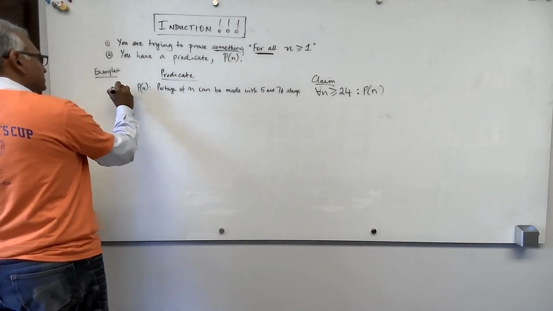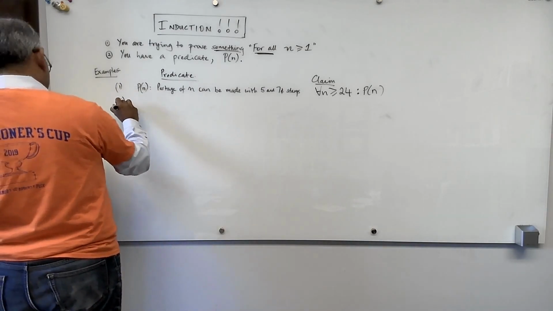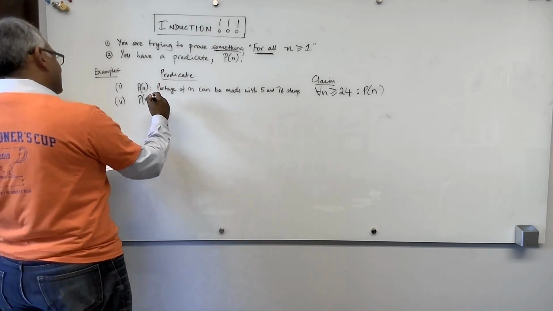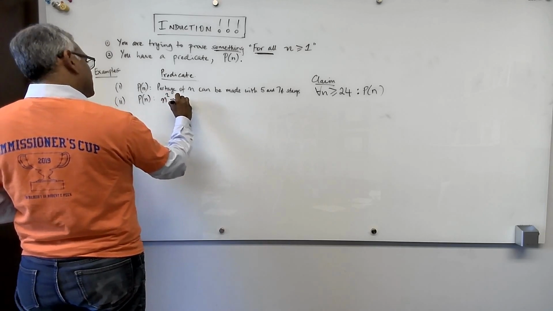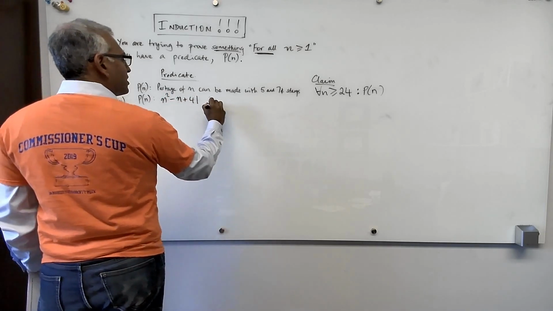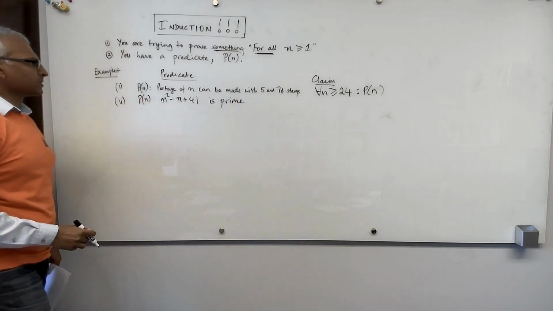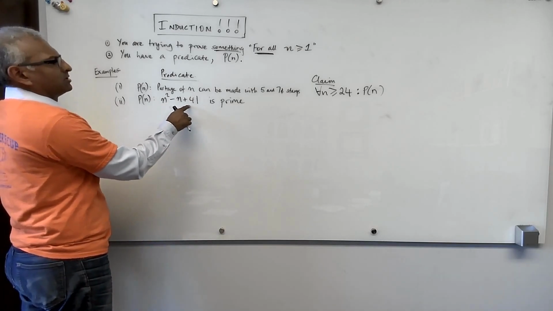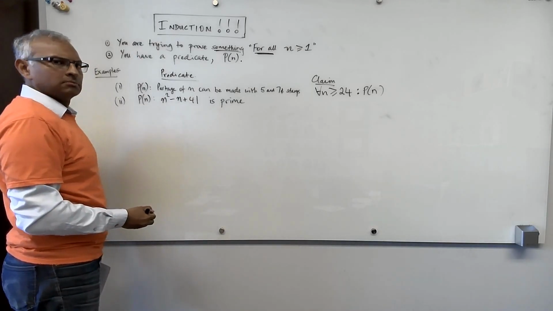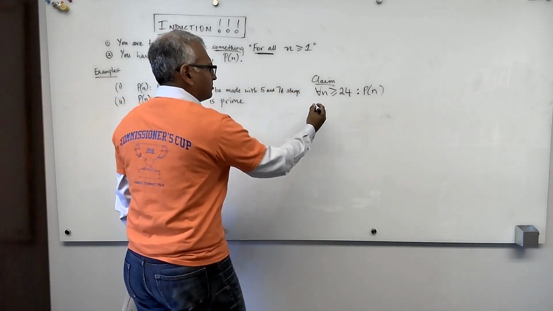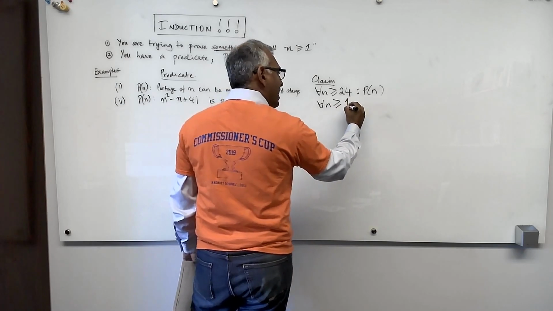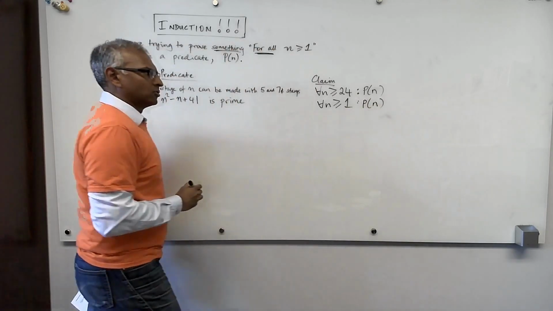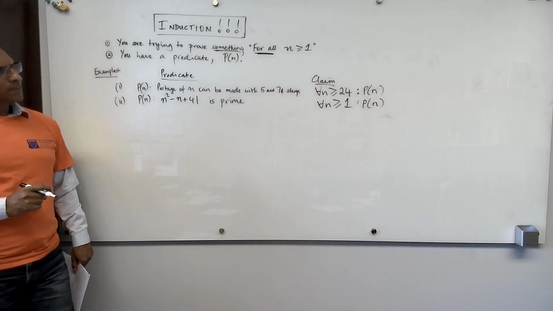Here's another predicate. So let's call this one predicate number 2. P of n is the claim that n squared minus n plus 41 is prime. That's a claim. So what's P of 1? P of 1 claims that 1 minus 1 plus 41, which is 41, is prime. That's true. And what's the claim I'm trying to make here? The claim I'm trying to make is that for all n greater than or equal to 1, in this case, I'm going to assert that P of n is true.